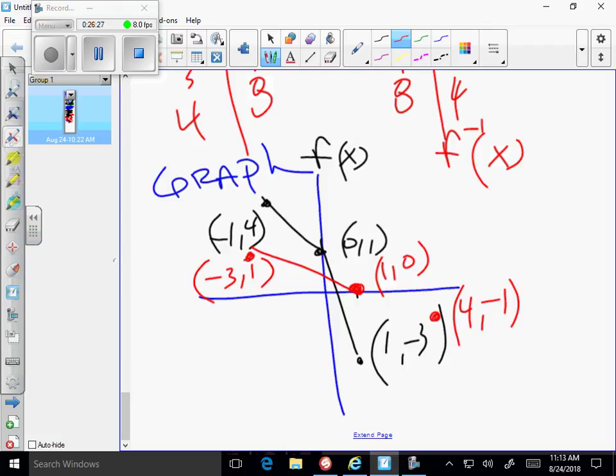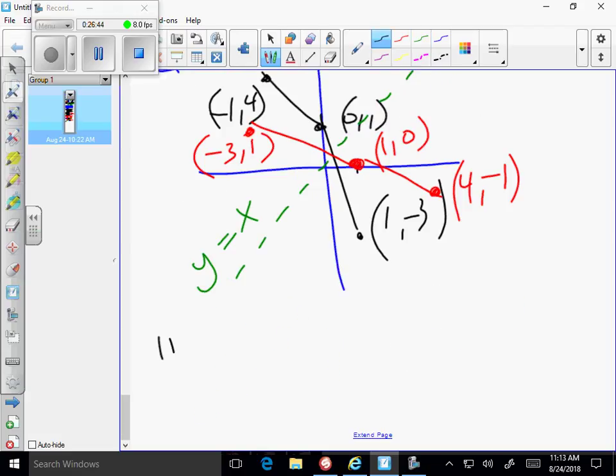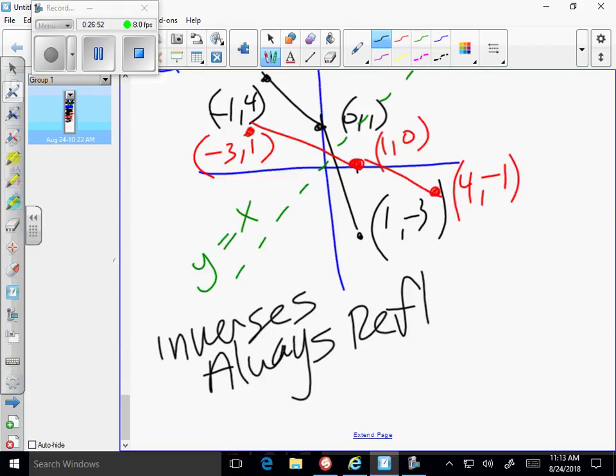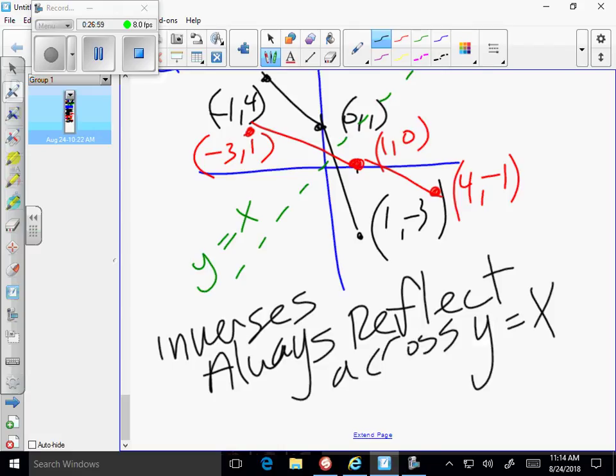Now, what I can say about this inverse thing is inverses always reflect across the line y = x when I look at their graphs. Okay?